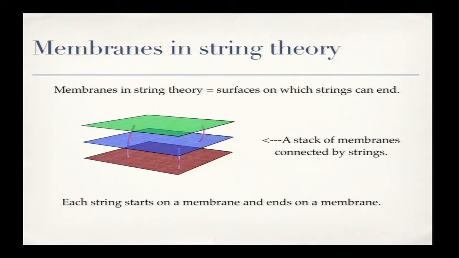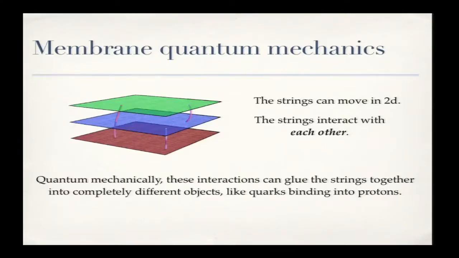And each string starts on a membrane and ends on a membrane, and the 2 endpoints of a string need not be on the same membrane. All right? The second quick thing about string theory is that these strings can move. They can move along the membranes. And so essentially they can move in 2 dimensions. And also these strings interact with each other.